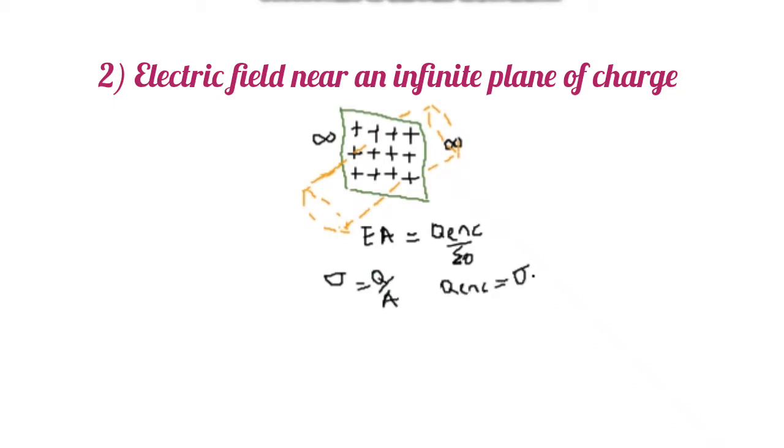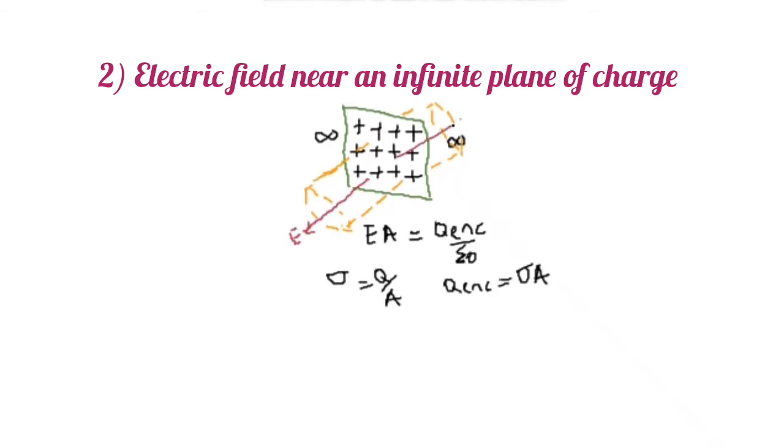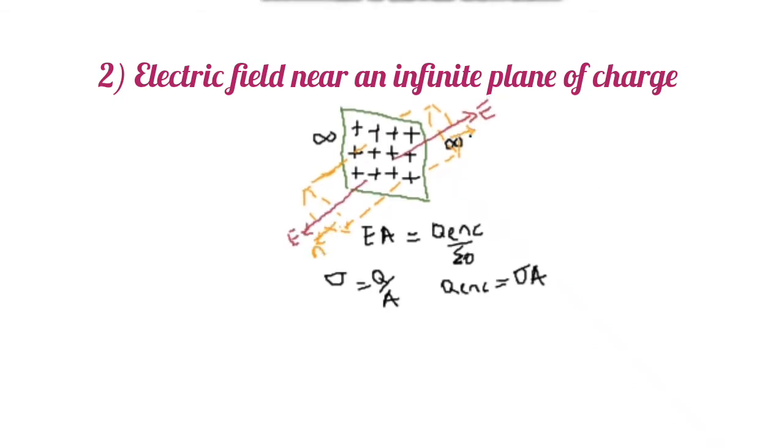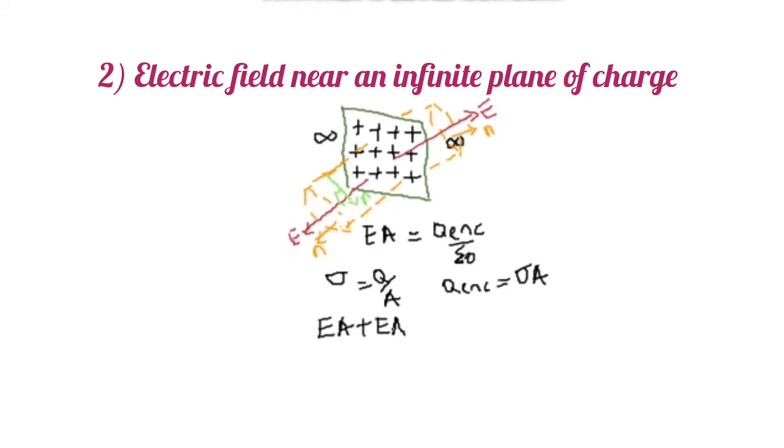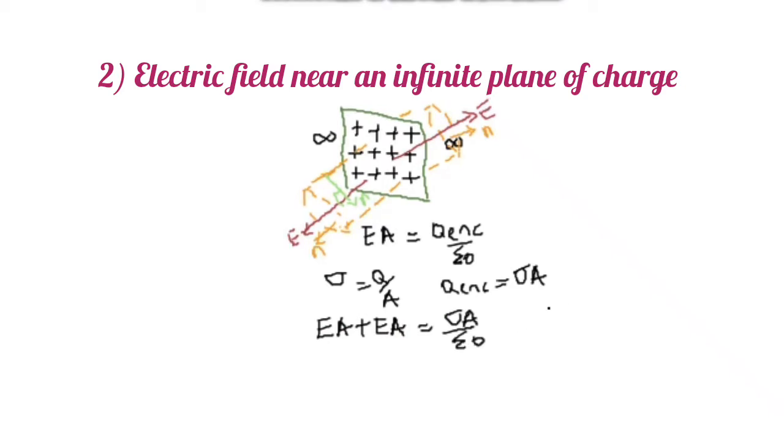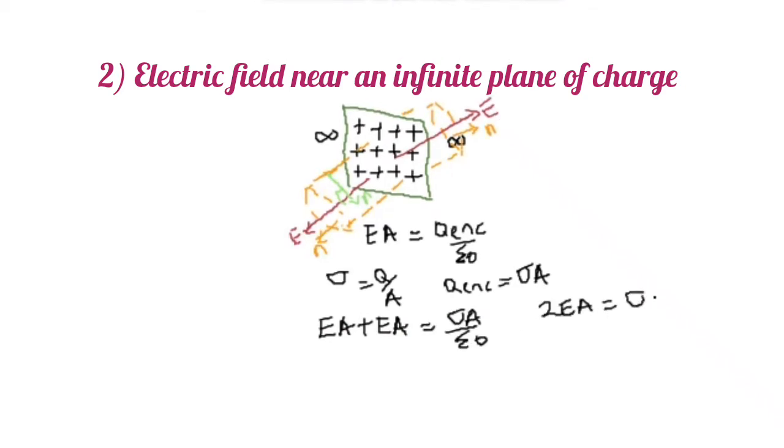So what area are we going to use for the flux? We have 3, 2 circular and 1 curved, but we are going to use only the 2 circular because their normals are parallel to the electric field, whereas the normal of the curved surface is perpendicular and does not contribute to the flux. The flux through the 2 circular bases is going to be EA plus EA equal to sigma A over epsilon naught. 2EA is equal to sigma A over epsilon naught. The A's cancel out. 2E is equal to sigma over epsilon naught. E is equal to sigma over 2 epsilon naught.